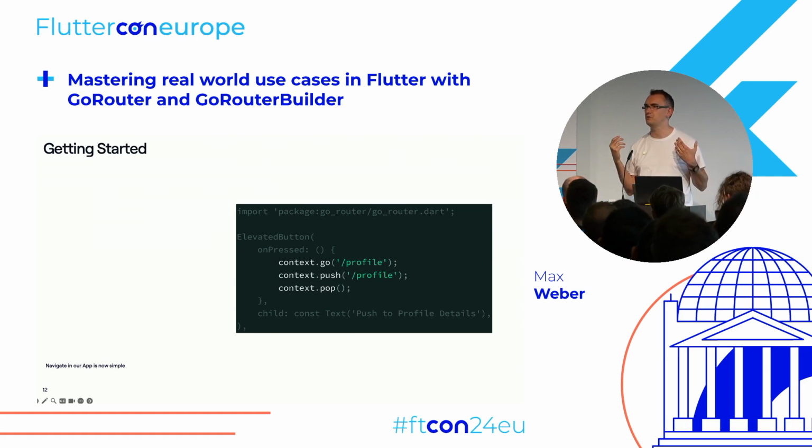Because it happens to most developers who start with GoRouter that they don't really understand the difference. With go, let's say you have this structure: a home page on top, a profile page, and a profile details page. Now you select the profile details page with go. What happens in your navigator stack is that you push the main home route, on top of it the profile route, and on top of that the profile details route. We'll see that in a second.